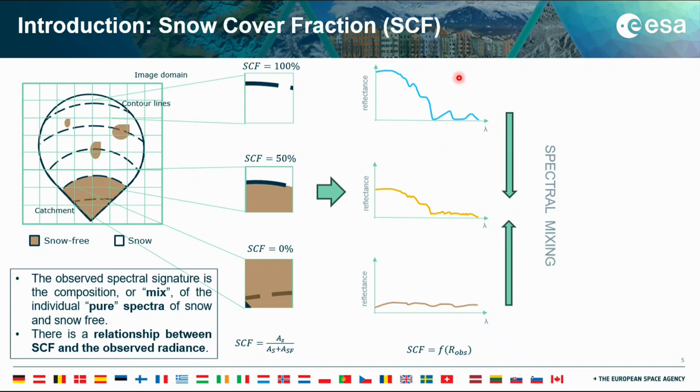What happens as soon as this pure spectral feature is mixed with another one coming from, for example, bare soil, is that our signature is evolving, changing until it arrives at the signature of bare soil. So this is a mixing; we are just mixing spectral features. And our hypothesis is that there is a function that connects the signature that we are observing with the snow cover fraction. We will see later how, with different levels of hypothesis, we can calculate this function.